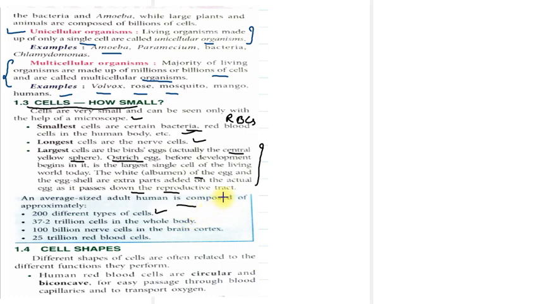37.2 trillion cells in the whole body exist, and 100 billion nerve cells in the brain cortex are found. 25 trillion red blood cells are approximately in our blood, right? So this is the average size of the cells, how big and how small they are.